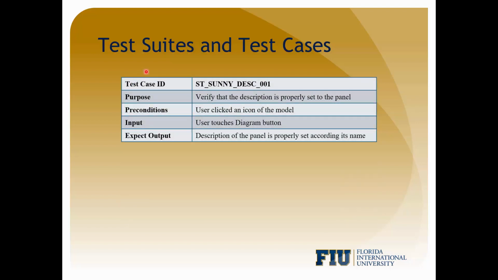The previous test cases were unit testing test cases, as the name indicates. These ones are system testing test cases. The first one is a sunny day test case, which verifies that the description is properly set to the panel. The precondition is that the user clicks on the icon of the model. Next, the input is that the user touches the diagram button, so the expected output is that the description of the panel is properly set according to the name of that panel.